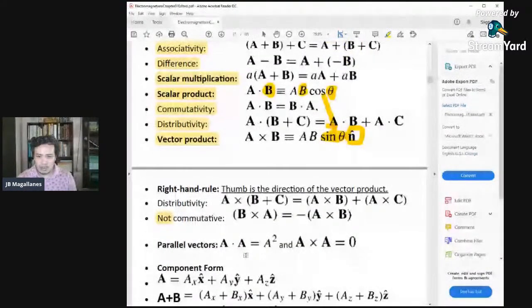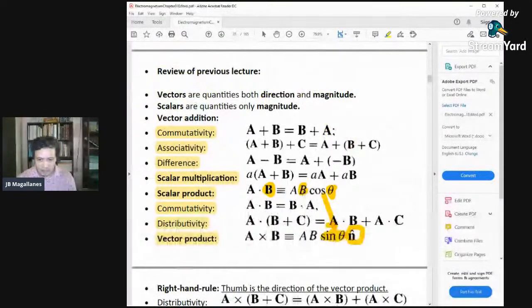And also, if you dot the unit vector x with the unit vector x, that's just 1 times 1, the magnitude of the x vector times the magnitude of the x vector. Cosine of 0 is 1.